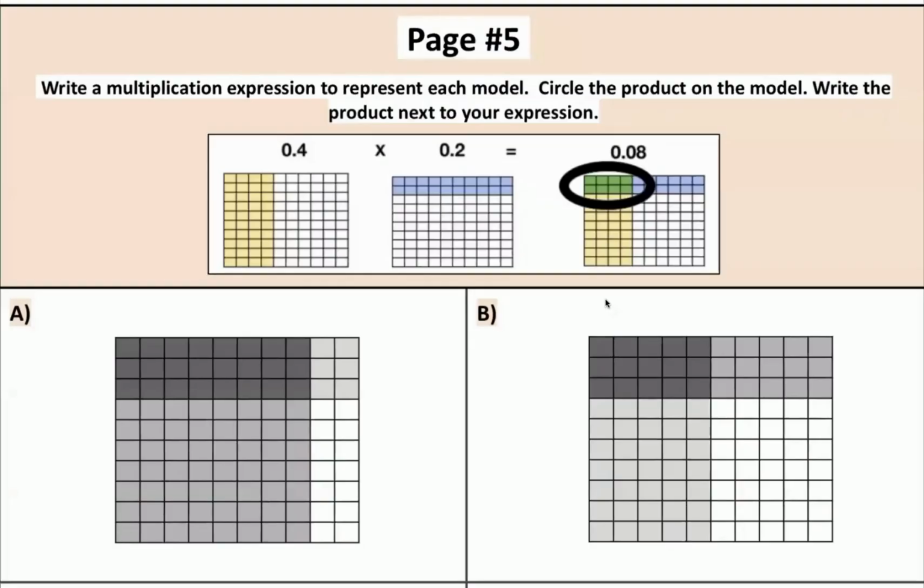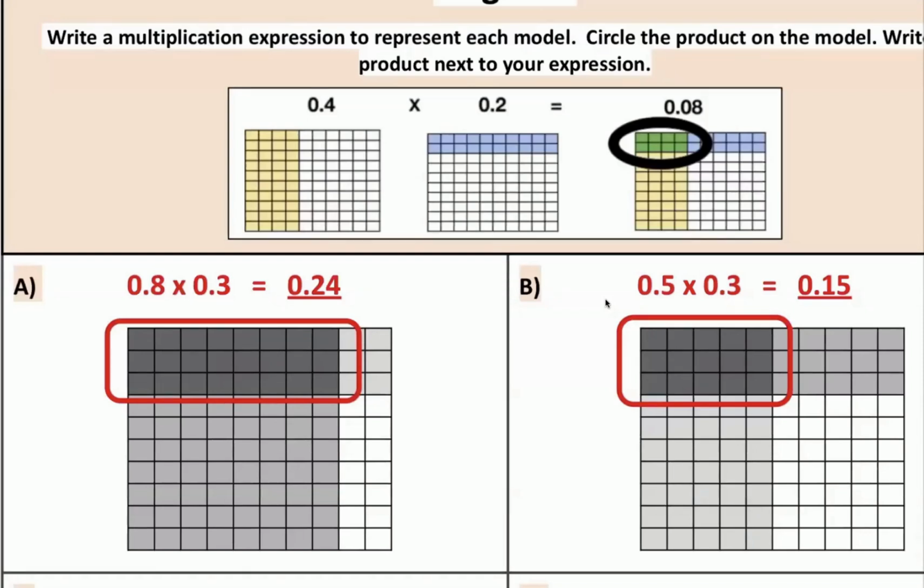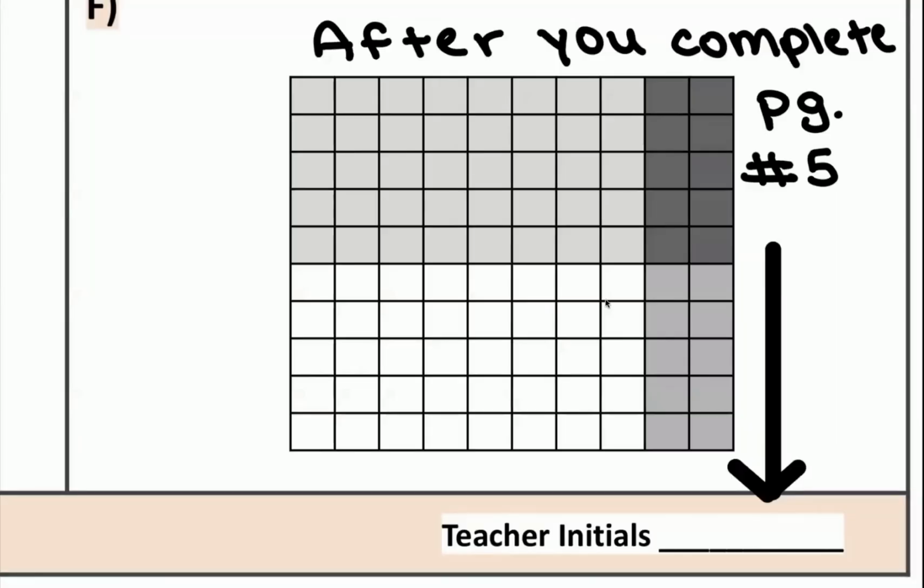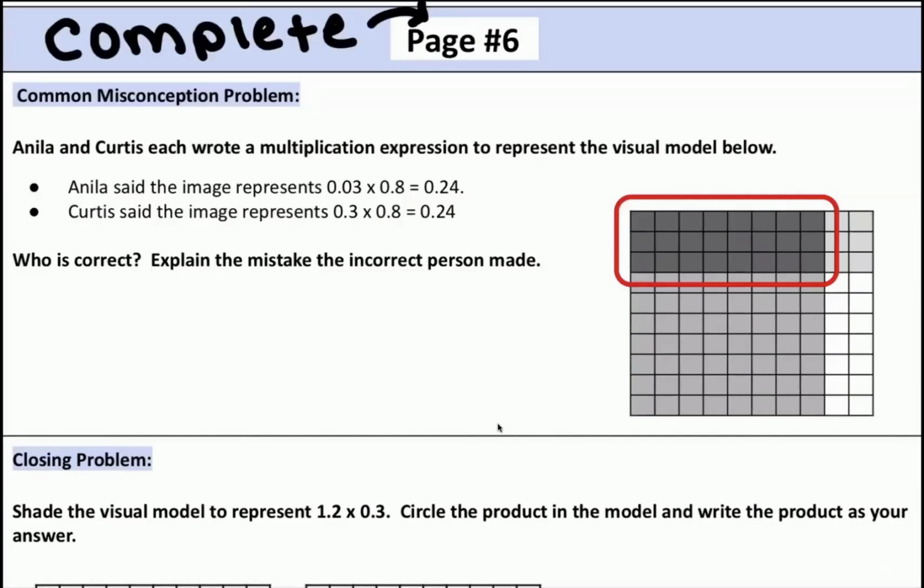On page 5, we're practicing the same skill. Go ahead and complete only problems A and B, then come back to the video to check your work. Check your work for problems A and B, then check in with your teacher and get their initials. Go ahead and complete page 6, then come back to the video. We won't check all of these problems, but we'll check 1 or 2.